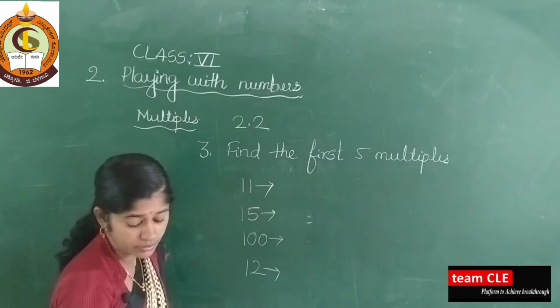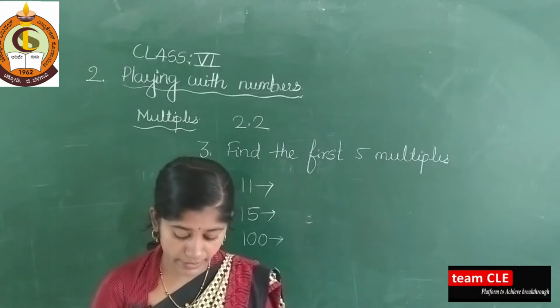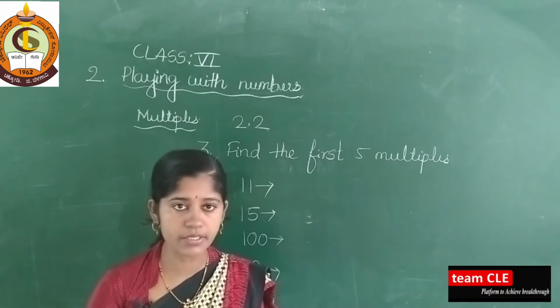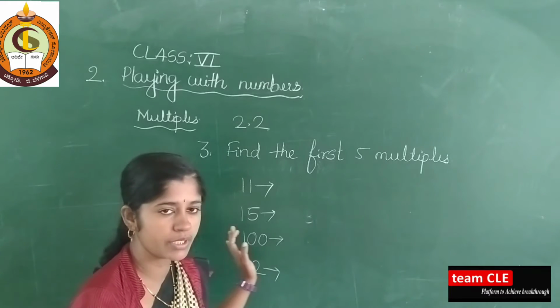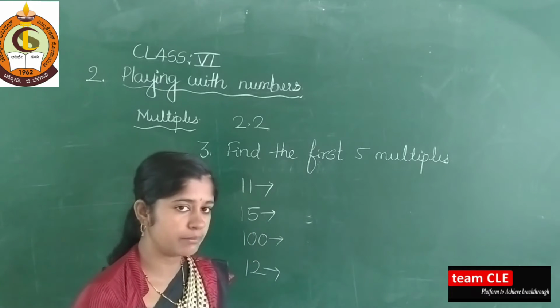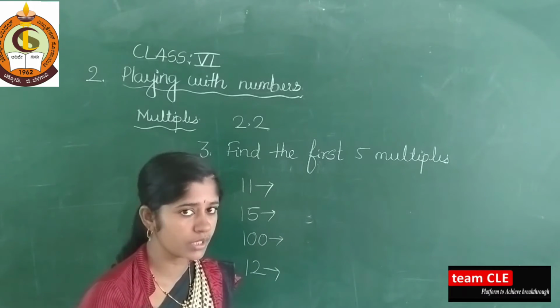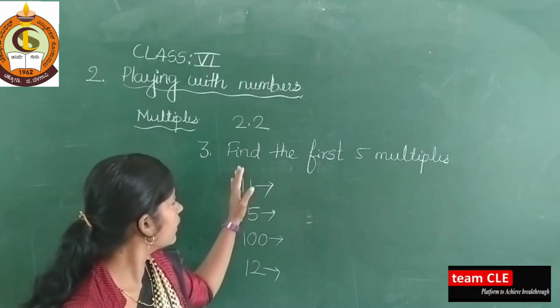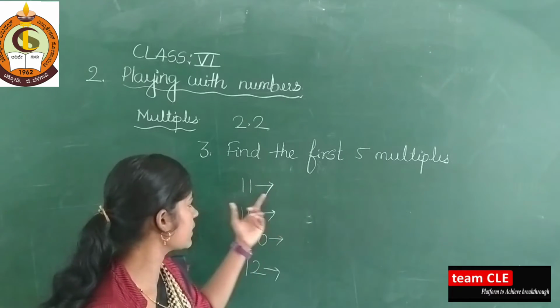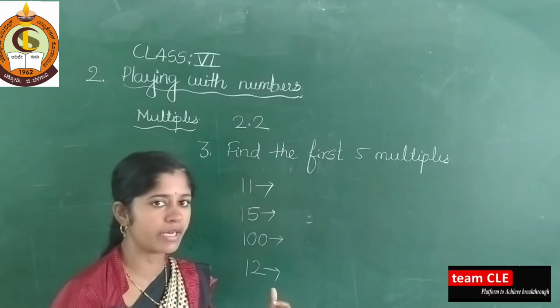Okay, so here they gave more than 10 examples, means A to P is there. Among them I will solve 4 examples, and the remaining you do as homework. Then tell me, find the first 5 multiples. If you know the 11 ones table, then you can write it very easily.